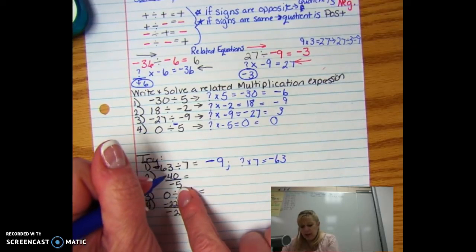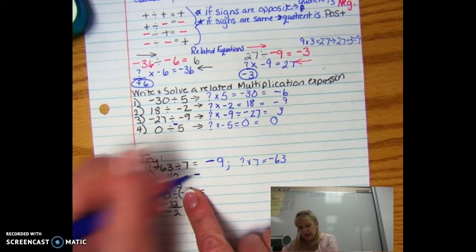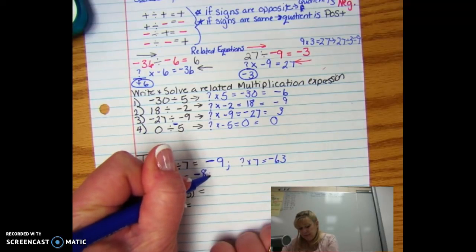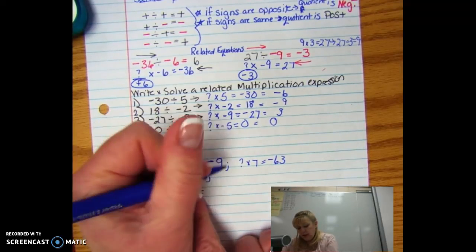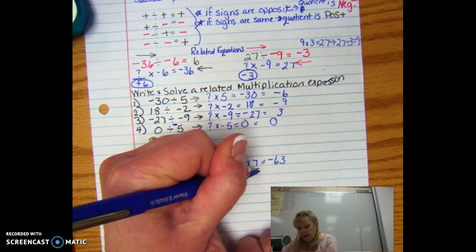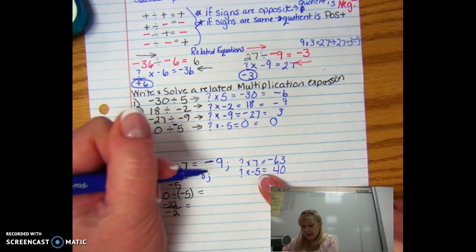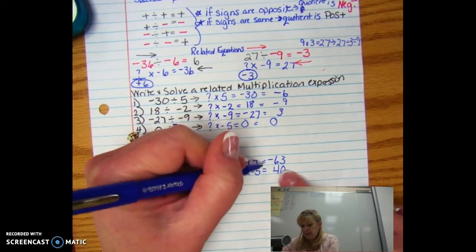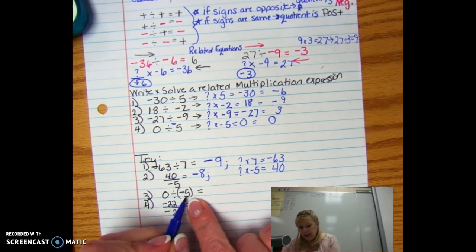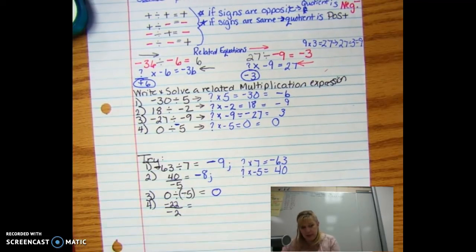So now we have 40 divided by a negative 5. Signs are opposite. I know my answer has to be a negative, and I know 40 divided by 5 is 8. So my related expression is question mark times a negative 5 equals 40. So I can see right there that a negative 8 times a negative 5 will definitely equal a positive 40. 0 divided by negative 5, well, we just did that one up there. We know that it's going to be 0. I'm not going to belabor that point.